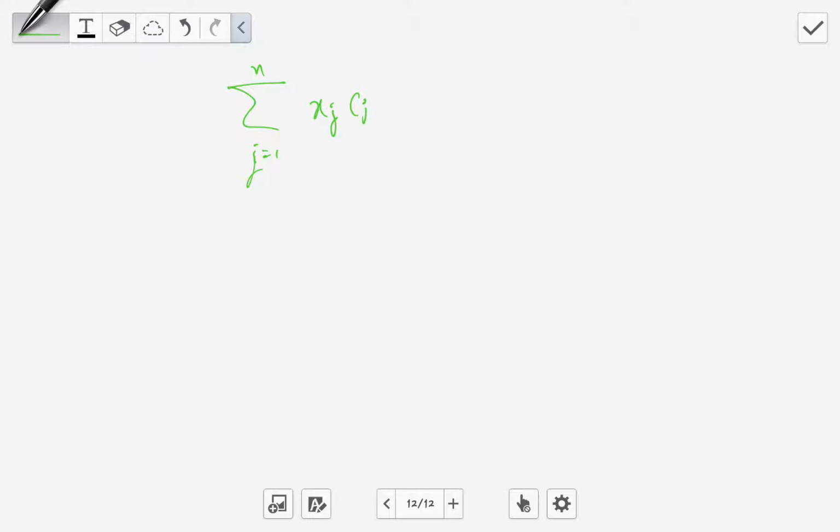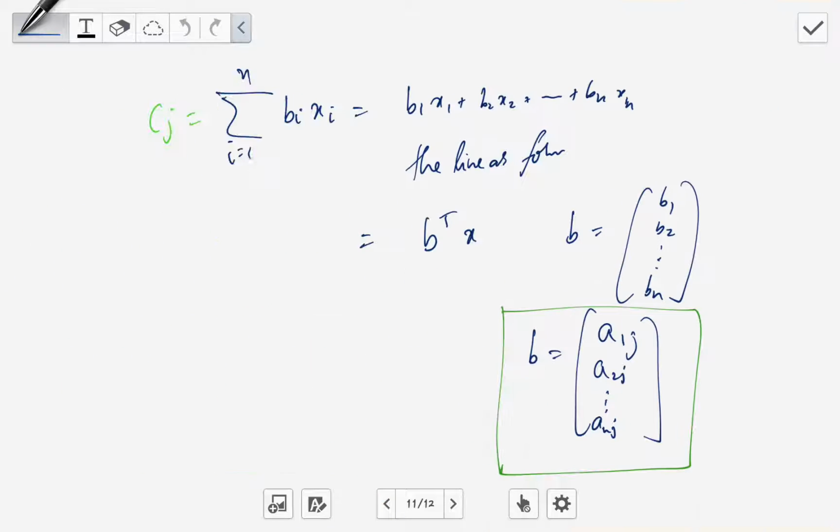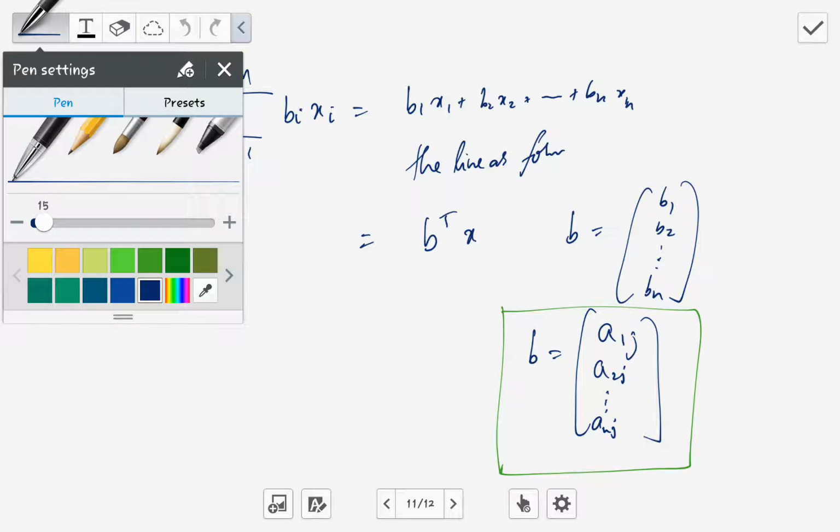Fine, x_j c_j. Now if I want to write it the earlier way, let me write it as x transpose c, where x is x1, x2, so on up to xn, and c is c1, c2, so on up to cn. Each of the c's was defined in this way. So each c_j was actually what in terms of j?